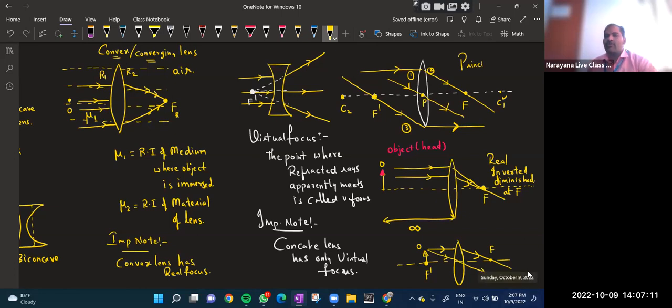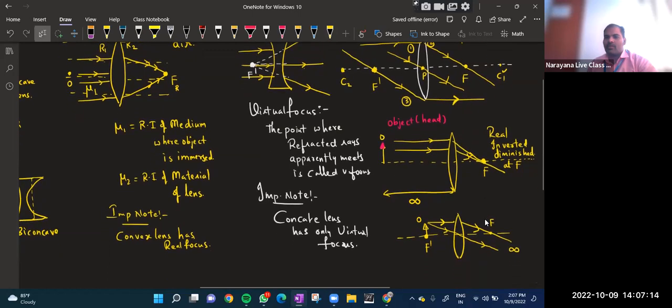So, where will the image form? Respond, where will the image form? The image is formed at undefined, I mean, you cannot tell. What is the character of this? Real and inverted, and it is formed at infinite distance. And highly magnified, no? Image distance very big means what? It is highly magnified. Understood or not understood?